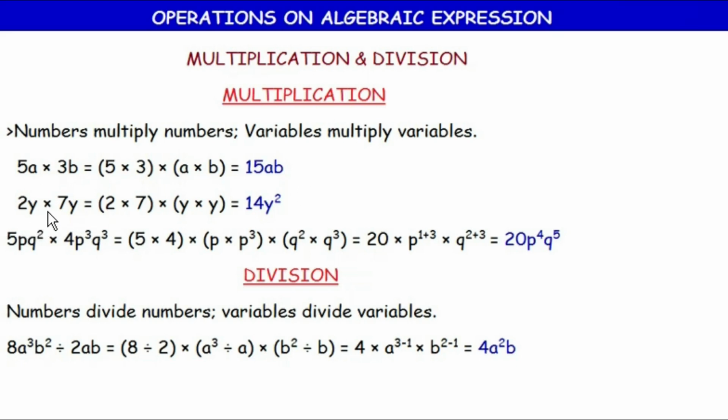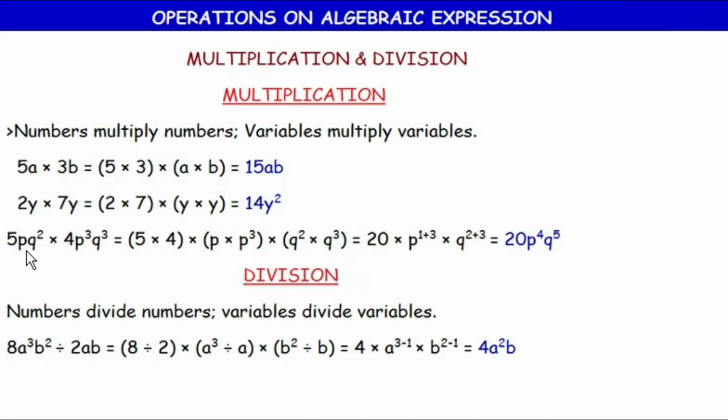So here too, 2y times 7y. So the numbers will multiply themselves, and then the variables also multiply themselves. So what is 2 times 7? It is 14, right? And what is y times y? Y times y is y squared. So the answer is 14y squared, right?